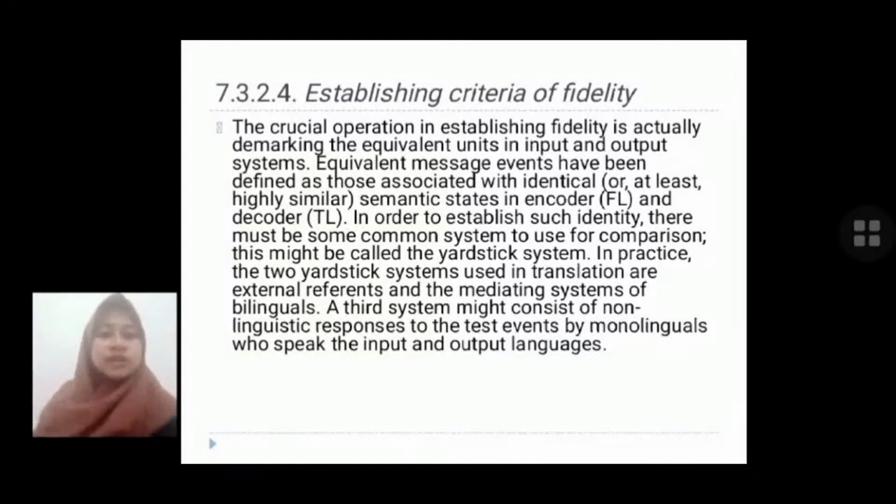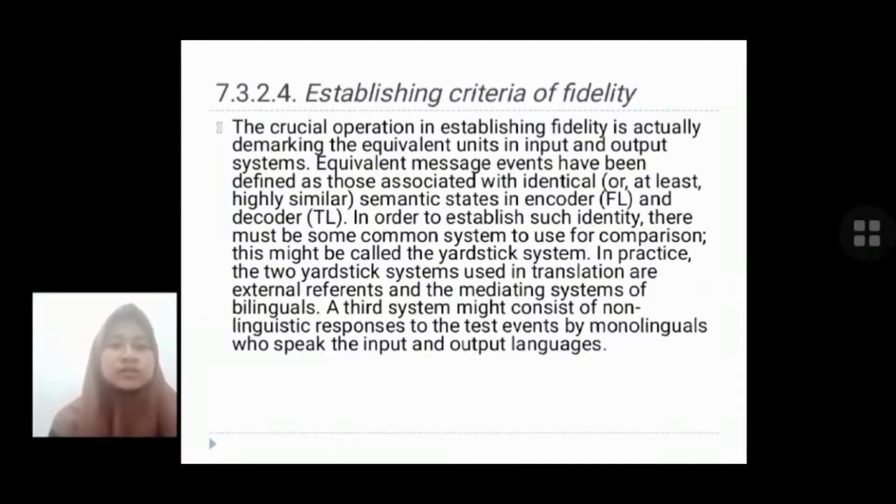Establishing criteria of fidelity. A crucial operation in establishing fidelity is actually demarking the equivalent units in the input and output system. Equivalent message events have been defined as those associated with identical or at least highly similar semantic states in encoder FL and recorder TL. In order to establish such identity, there must be some common system to use for comparison. This might be called the yardstick system.